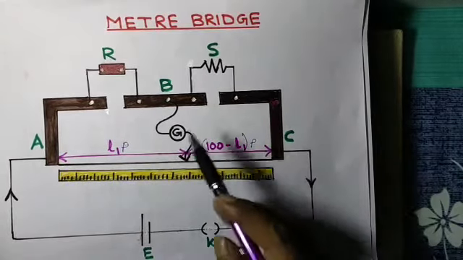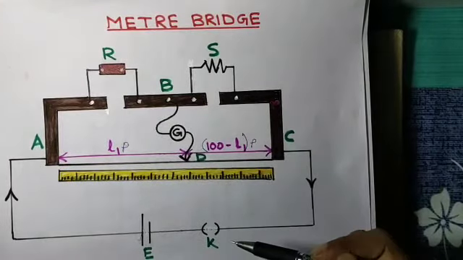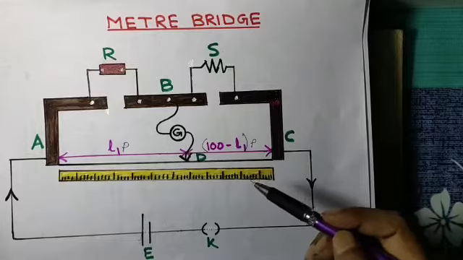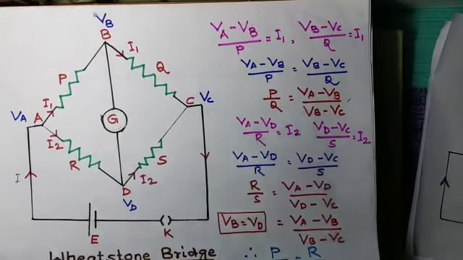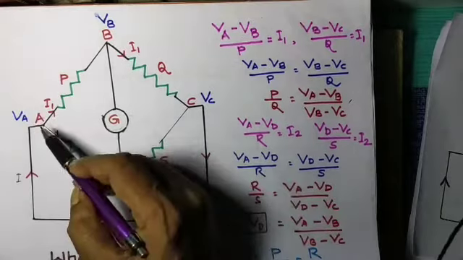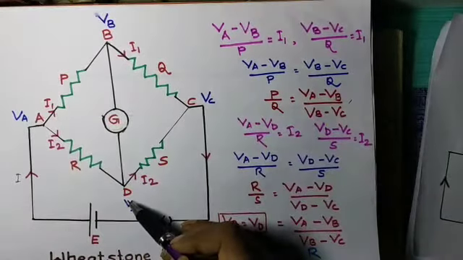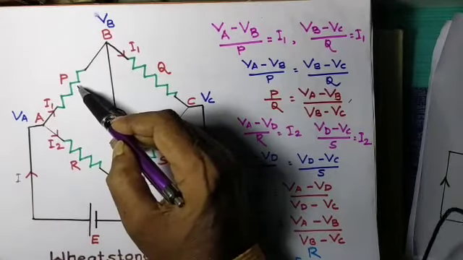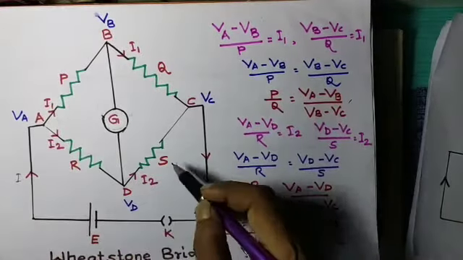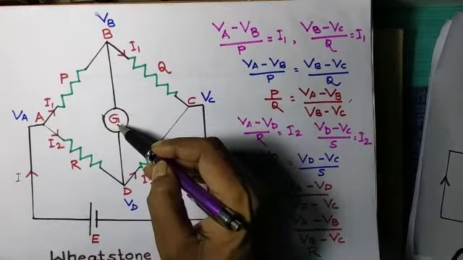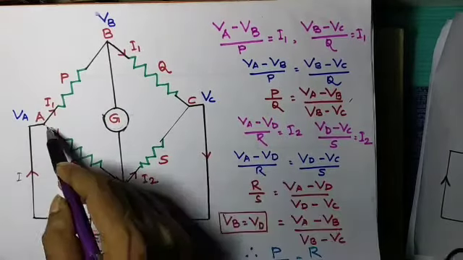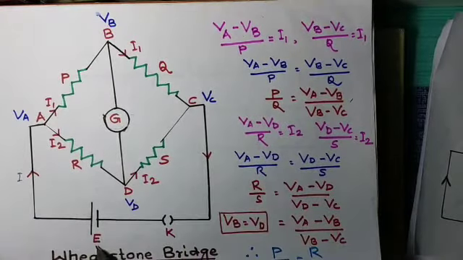Now if we see this meter bridge very carefully, it is nothing but a Wheatstone bridge. Let us see. We have studied the Wheatstone bridge earlier. Here we can see points A, B, C and D, and we have fitted four resistances P, Q, R and S. Between the points B and D, one galvanometer has been fixed, and between A and C we have fitted one electric cell through a key.